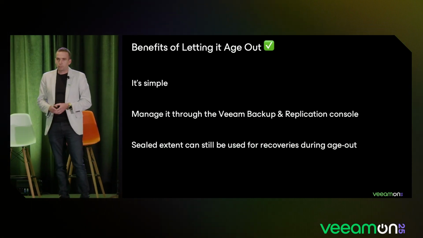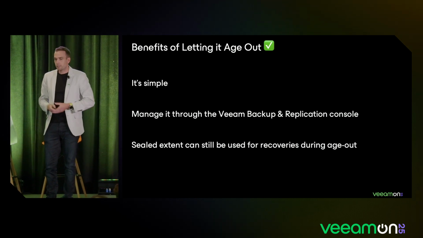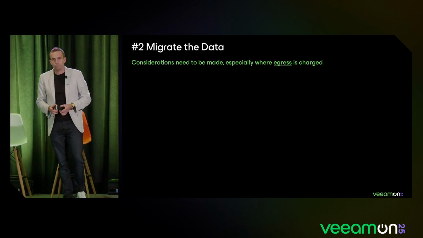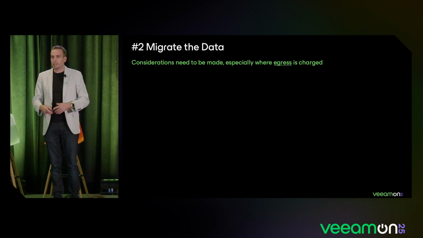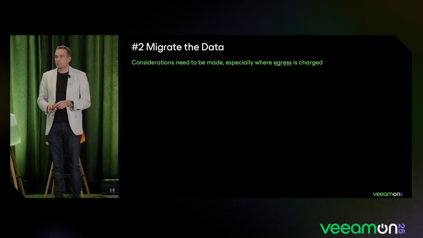And then, as I've already talked about, it can be used for restores while we're aging it out, and then, yeah, we delete it. So then things get a little bit trickier. What if my data is out in another hyperscaler or another cloud provider that charges me egress? What if there's a lot of data? There's a lot of things to kind of consider here, particularly on the egress side of things, right?